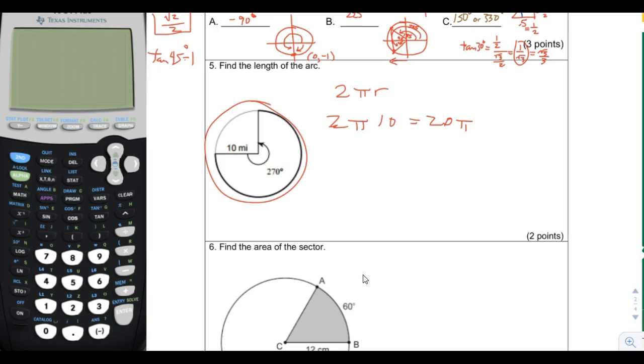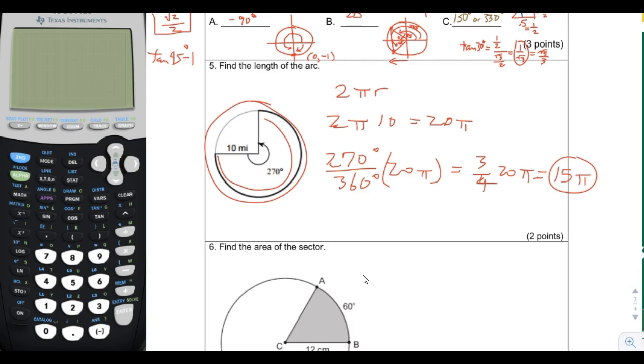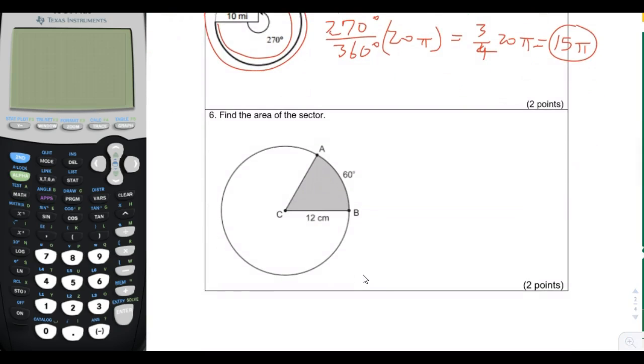Now I'm going to look at this arc. I can find that it is about 3/4 of the complete circle. And the way I could do that precisely is I could take the angle measure, 270 degrees, divide by the total measure of the circle, which is 360, and multiply it times 20 pi. So that would be equal to 3/4 times 20 pi, which would be equal to 15 pi. And if you would like to, put that in your calculator, 15 times 3.14, and that will give you a decimal answer.